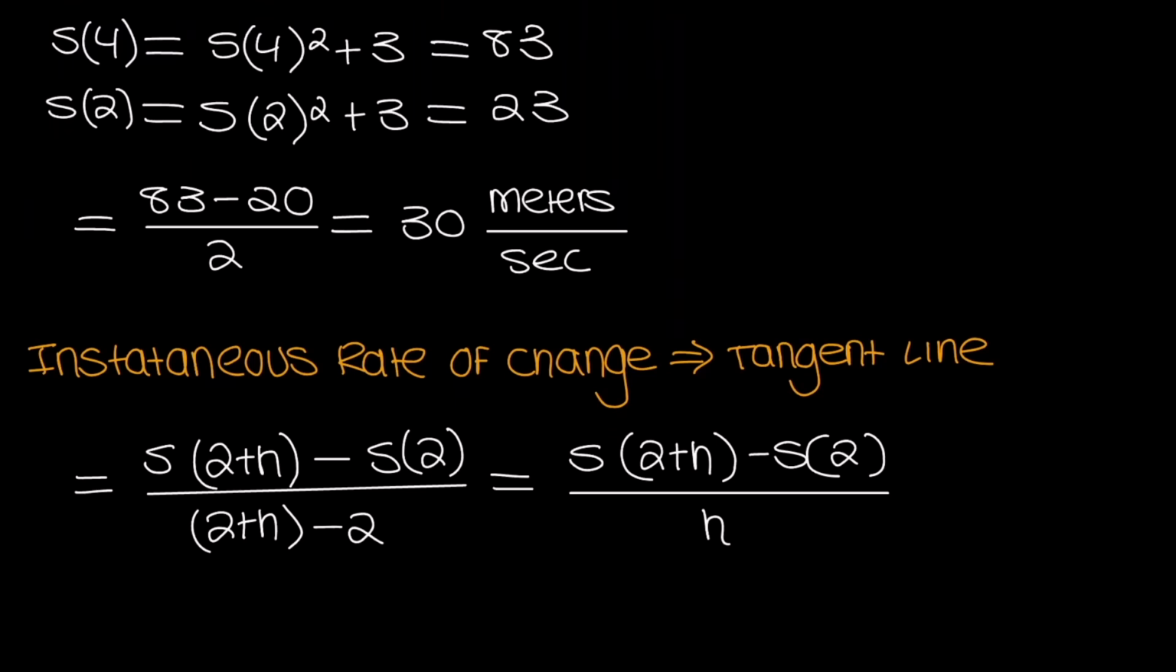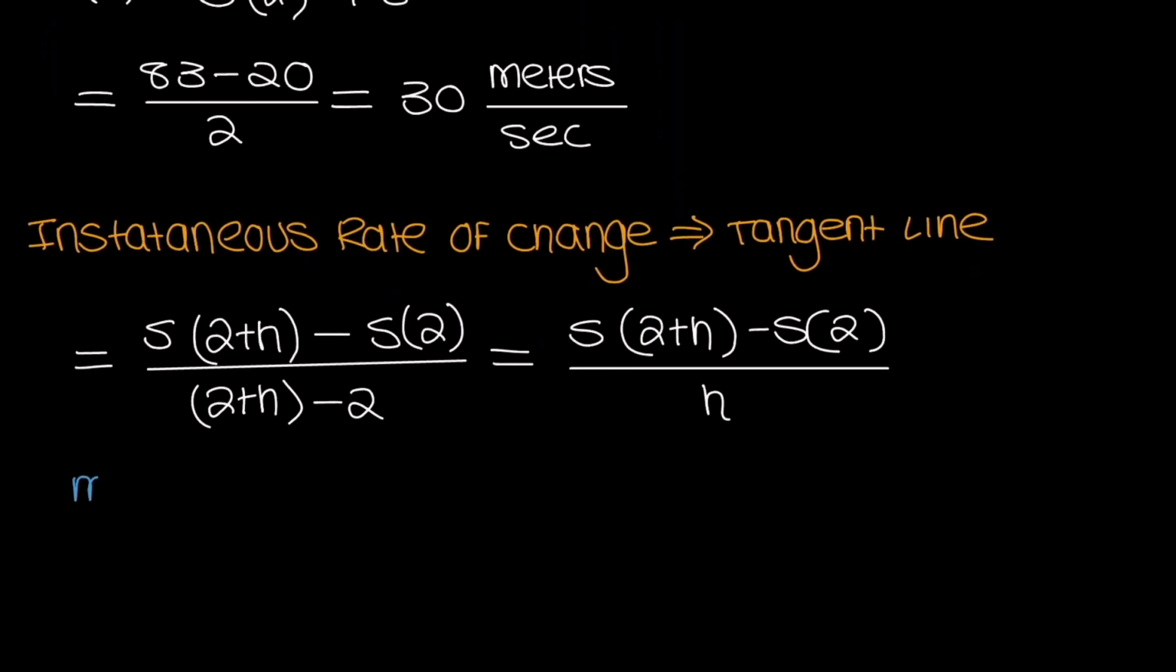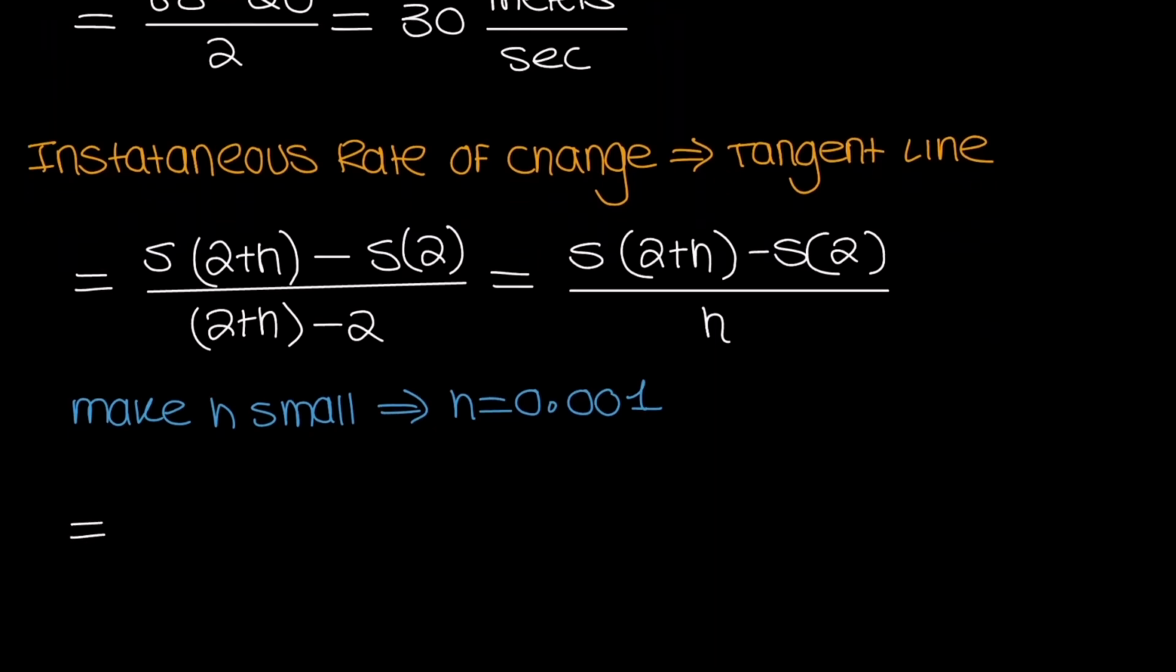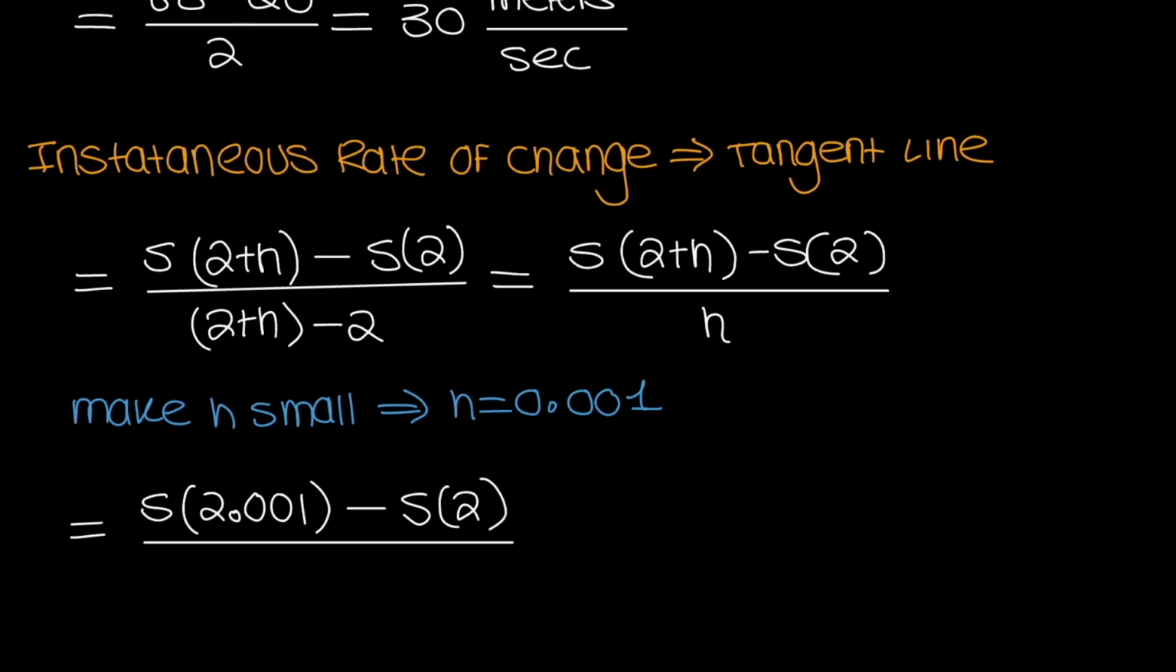So the first thing I want to do is make h small. And a good number for that is when h equals 0.001. That's a very common number that's used in the data science world as well. So then I can say that S of 2.001, adding that h along, minus the position at 2, over h. And now we can start plugging in.